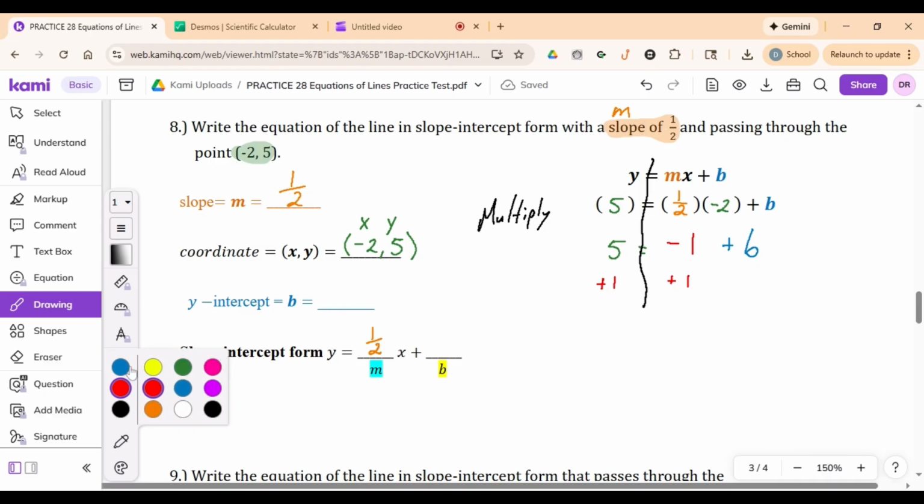What that does for us is it cancels away the -1 that we had. Now, all you have over here is b. And on the left side, we have 5 plus 1, which is 6. And 6 is that last value we needed. A positive 6 is what we got. That's your value for b. That's what goes in the last spot of our equation. b is positive 6, and we have our equation. y equals 1/2 x plus 6.